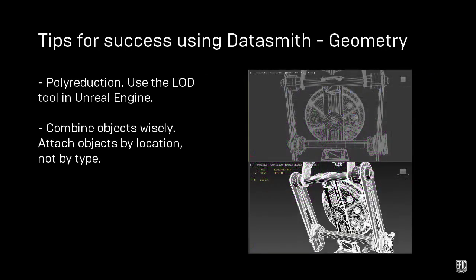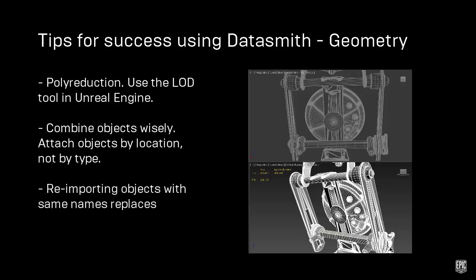Another tip is to combine objects wisely. You might want to consider attaching objects by location and not by type. For example, keep all the individual parts of an assembly together so that they act as one object in the engine, versus, say, all the bolts in the scene that may be distributed all throughout the scene as one object. If you do that, all of the bolts have to load just to see one of the bolts, versus if you just attach the object assembly as one object, and that way it will only load when it needs to be seen. And if you are doing a lot of object combination, just keep in mind that re-importing objects with same names replaces those objects with the same names in Unreal Editor.